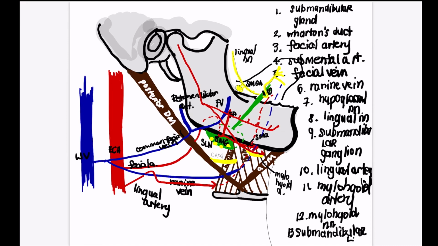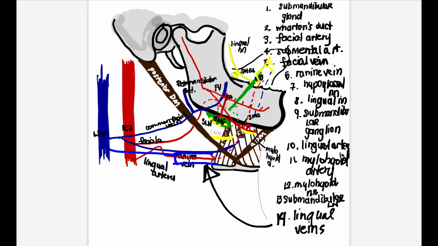Our last structure is the lingual vein or the lingual veins. It accompanies the lingual artery as seen in the diagram, and eventually it forms a single trunk, and then this single trunk drains to the internal jugular vein.